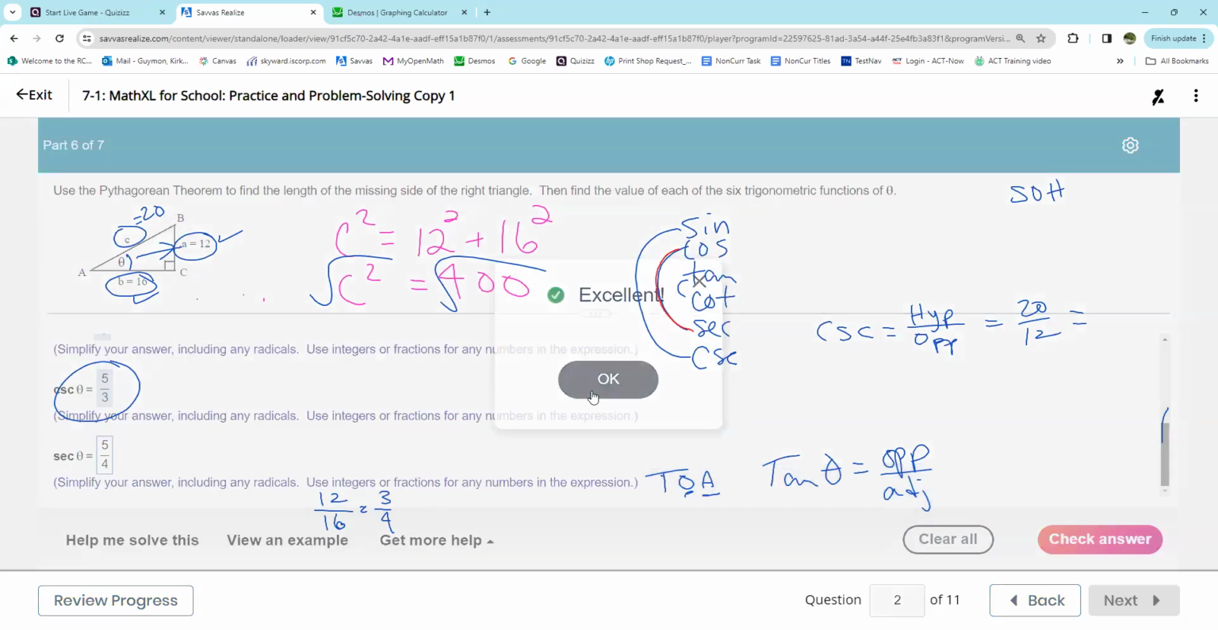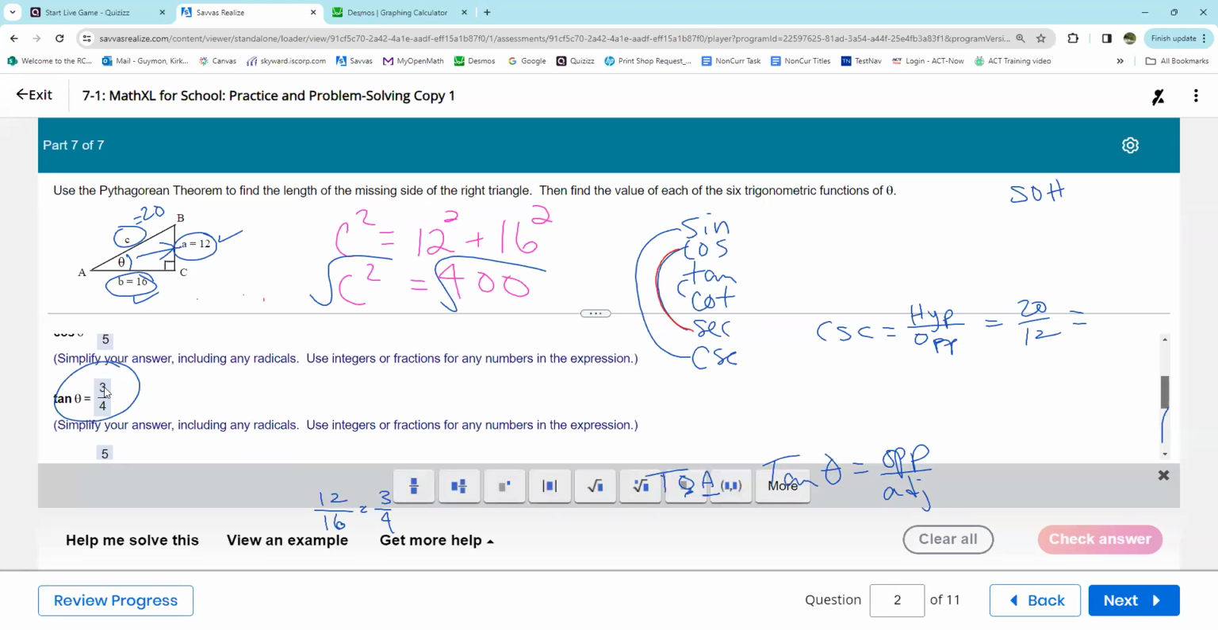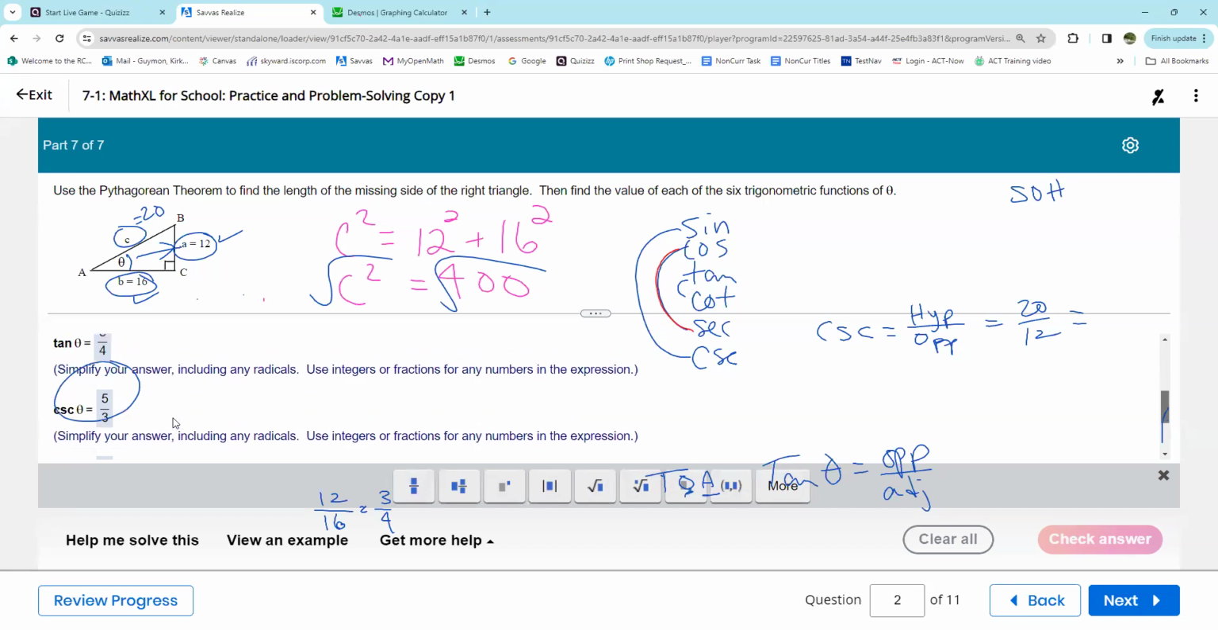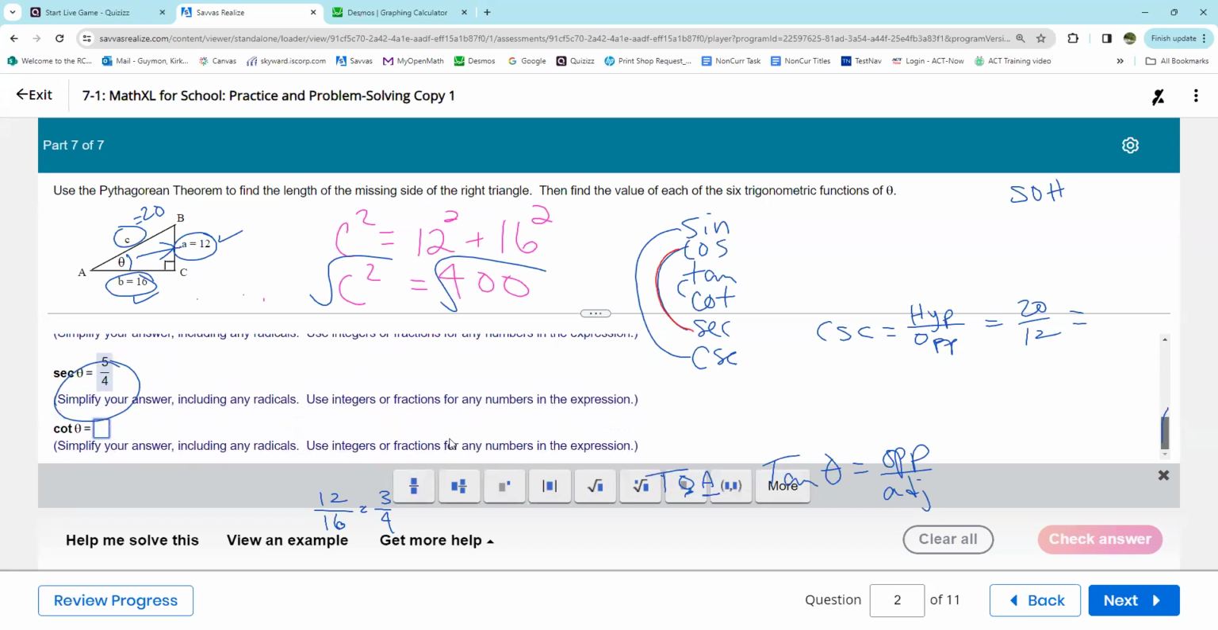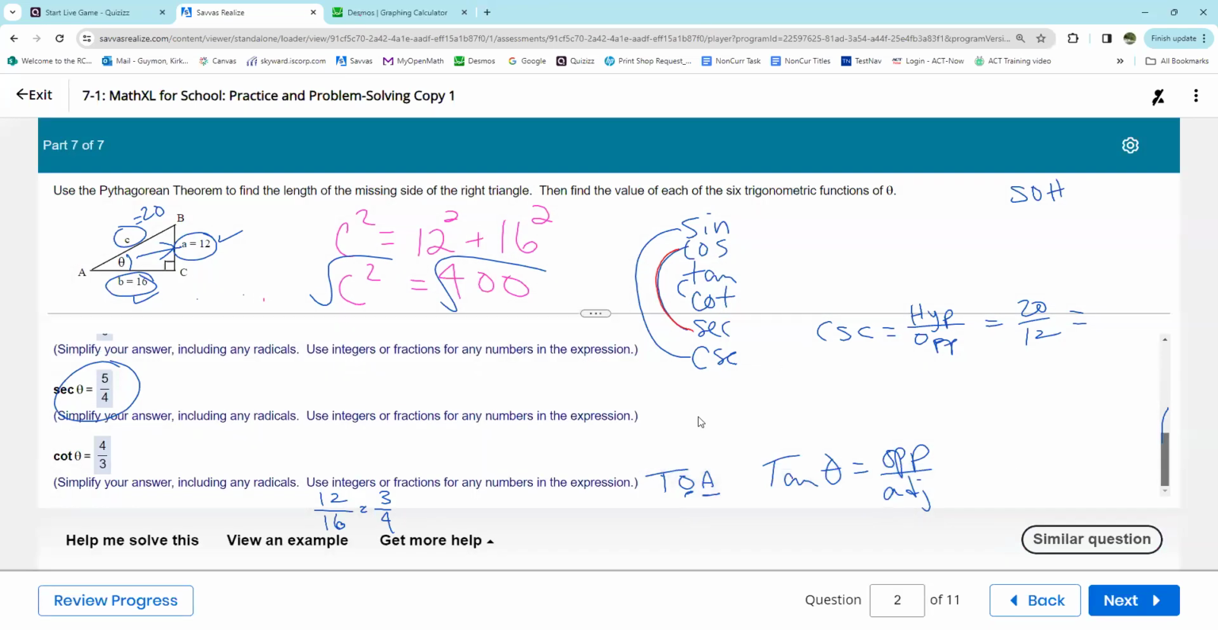And lastly, I'm going to guess they're going to say cotangent. So when you come up to here and it says tangent was 3/4, cotangent's a reciprocal. So 4/3. And that should finish off all of them on that problem. So hopefully that helps. Lesson 7-1 of Savas.